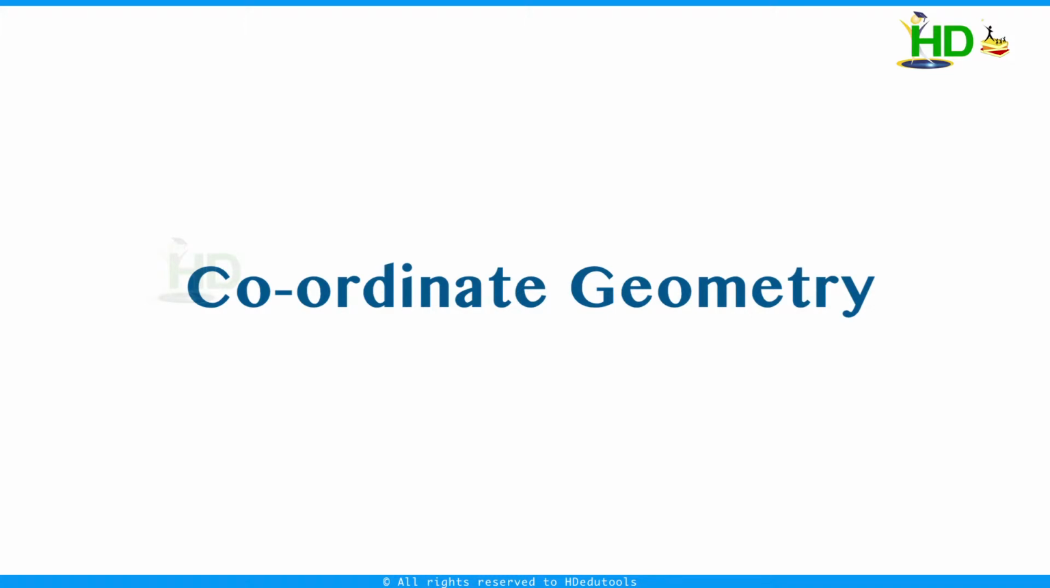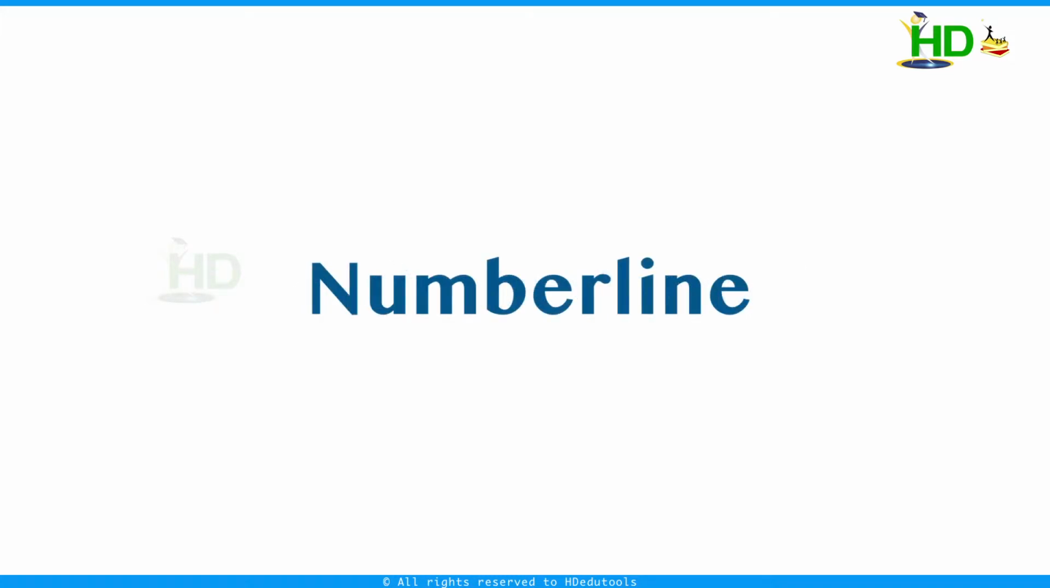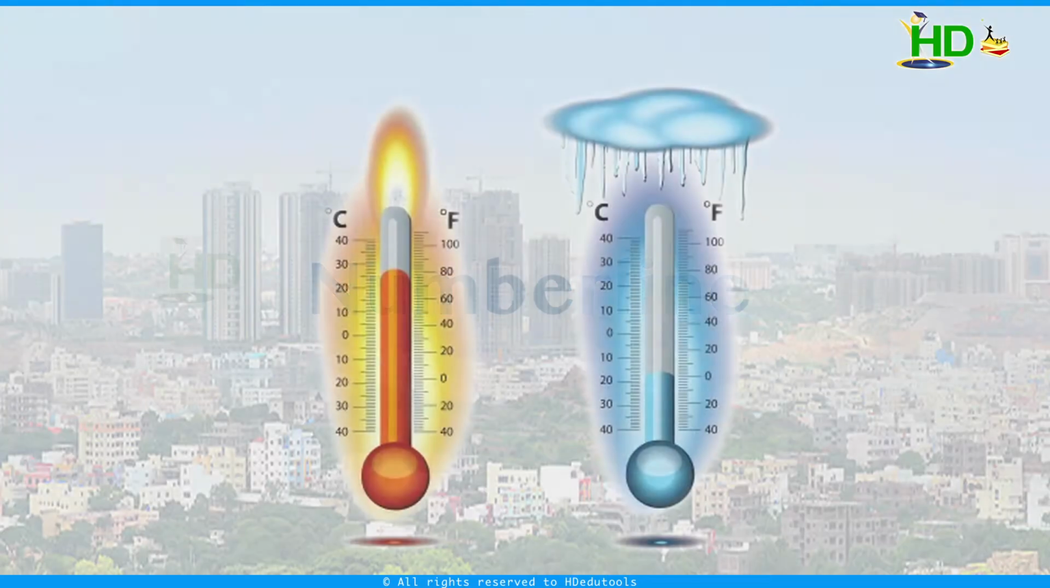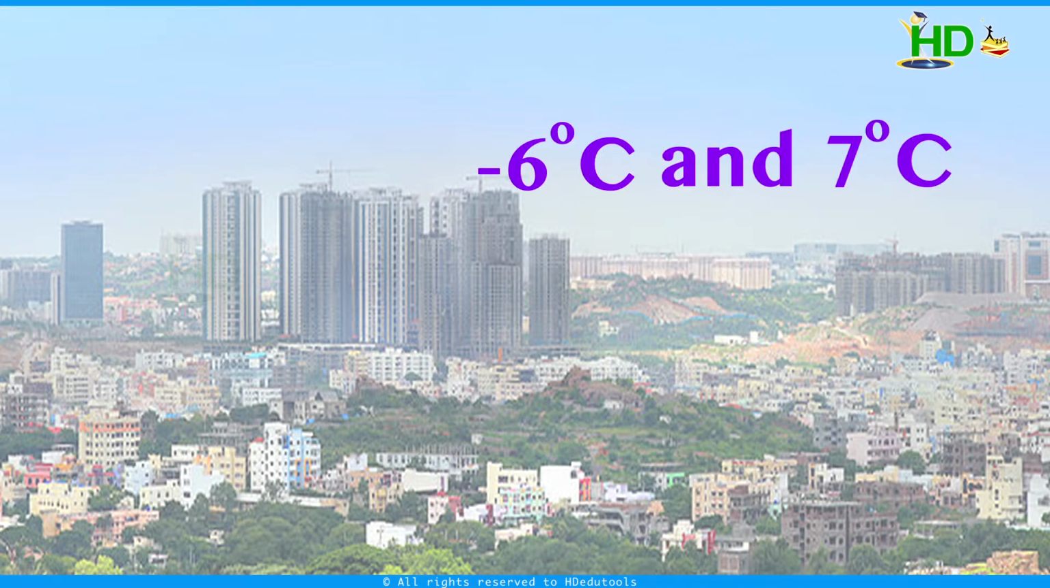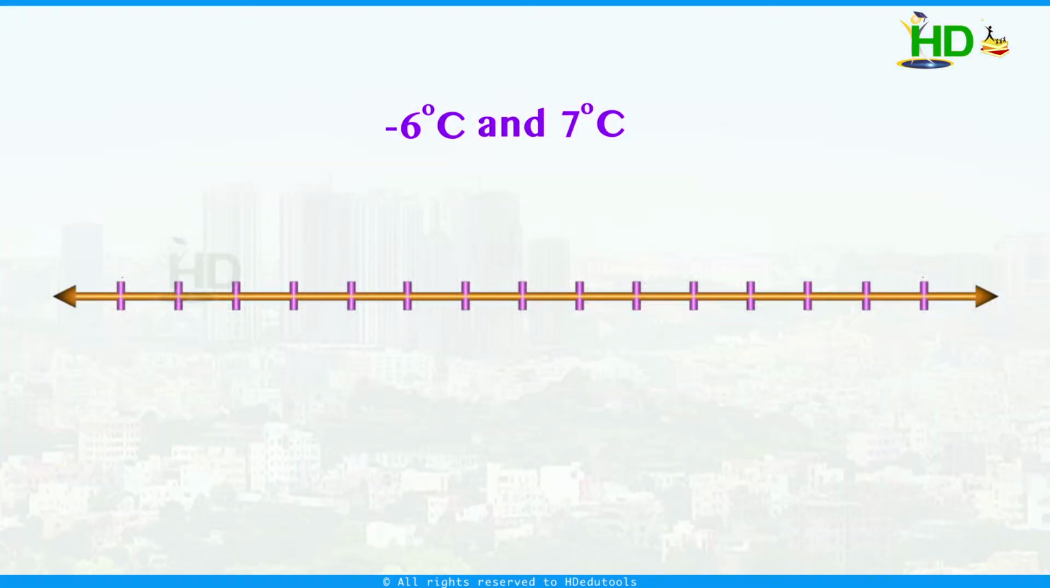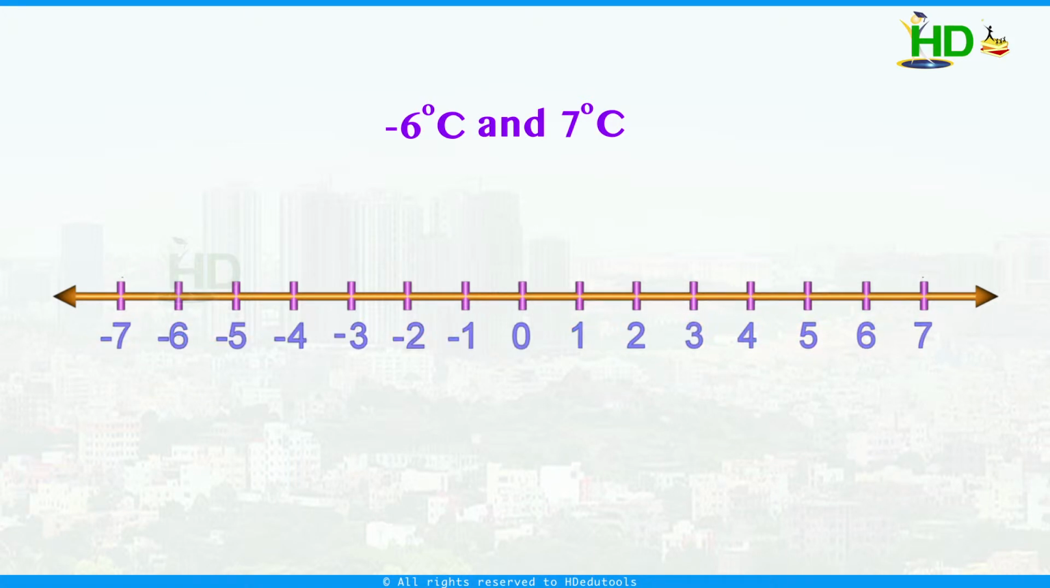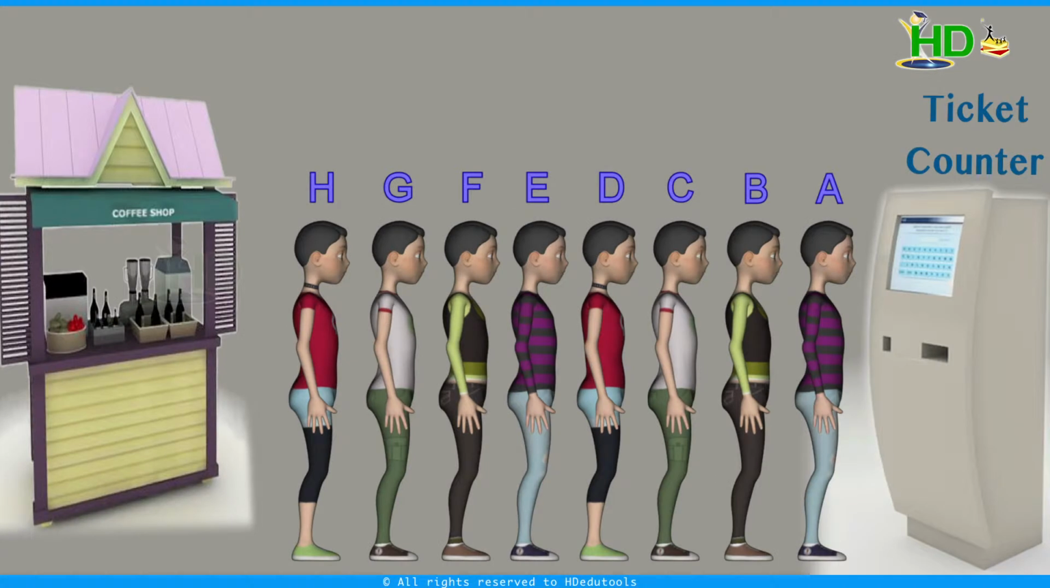In our previous classes, we learned about the number line. Suppose we want to represent the variation of temperature in a day, which is -6 degrees Celsius and 7 degrees Celsius. How can we represent this on a number line? Yes, this is the number line, this is the origin. Right of this we have positive integers, left of this we have negative integers. Now this is the minimum temperature and this is the maximum temperature. In this case, a number line acts as a reference scale to indicate the status of temperature on a particular day.